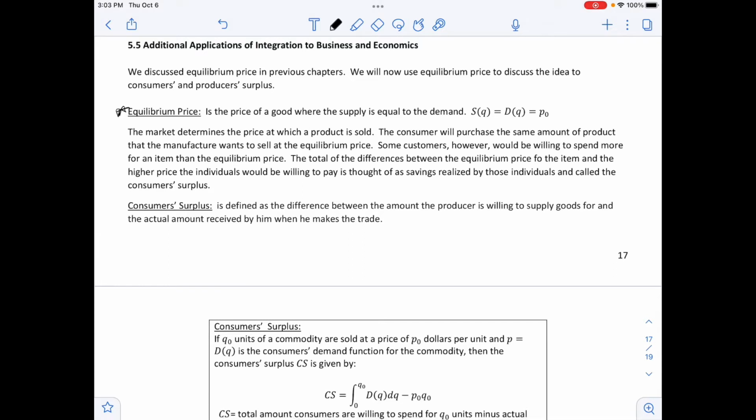Some consumers, however, would be willing to spend more for an item than the equilibrium price. The total of the difference between the equilibrium price for an item and the higher price the individual would be willing to pay is thought of as a savings realized by those individuals and is called the consumer's surplus. So consumer surplus is defined as the difference between the amount the consumer is willing to pay for goods and the actual amount paid when he makes the trade.